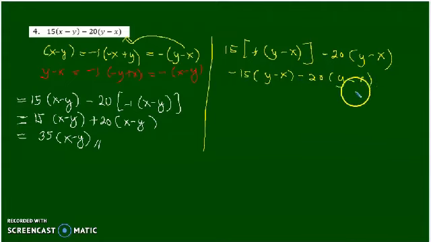Again, these two terms are similar, so add negative 15 and negative 20, which is equal to negative 35, and then copy their common literal coefficient, which is y minus x. So therefore, the factors are 35 times x minus y, or negative 35 times the quantity of y minus x.